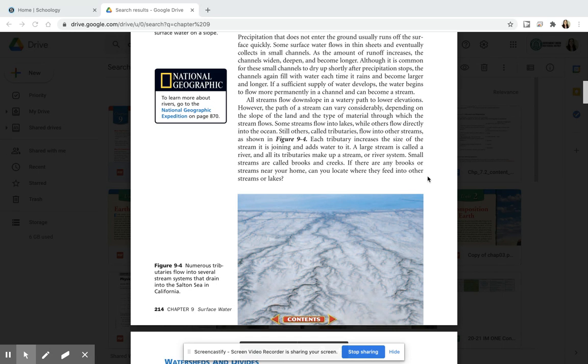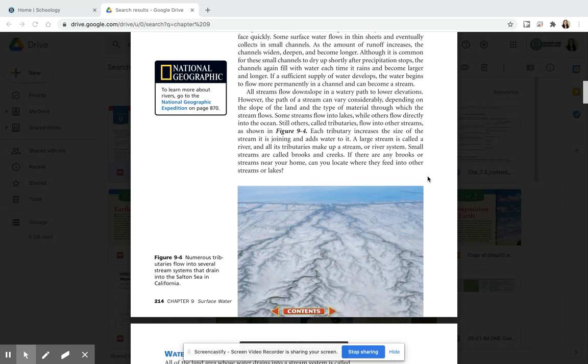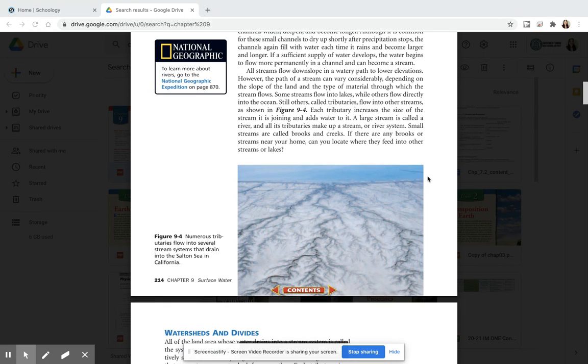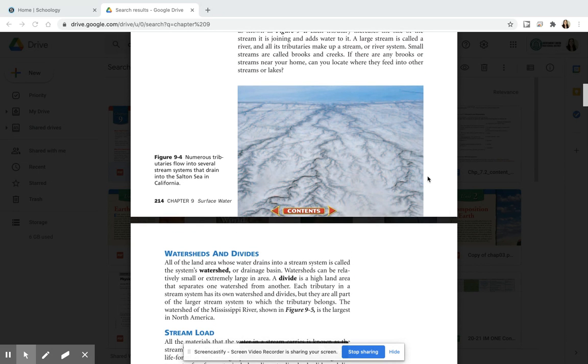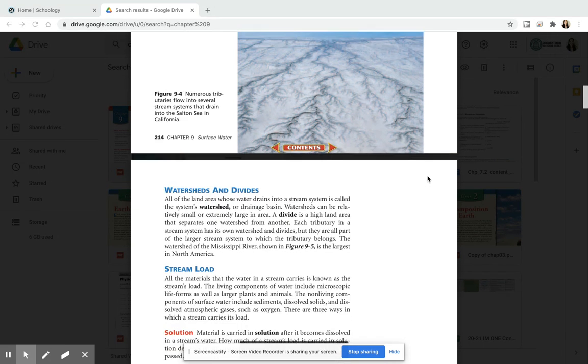Each tributary increases the size of the stream it is joining and adds water to it. A large stream is called a river, and its tributaries make up a stream or river system. Small streams are called brooks and creeks. If there are any brooks or streams near your home, you can locate where they feed into other streams or lakes.